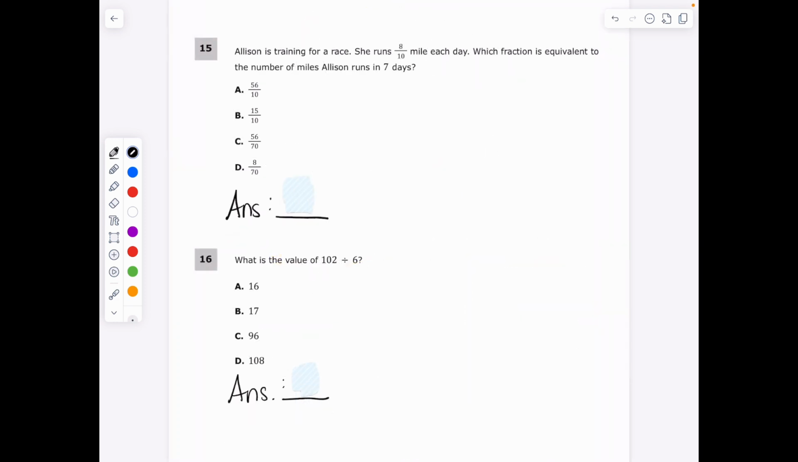Let's look at 15 and 16. For 15, the answer is A. And for 16, the answer is B. So check it off and stay here if you want to see how I work through either of these problems.